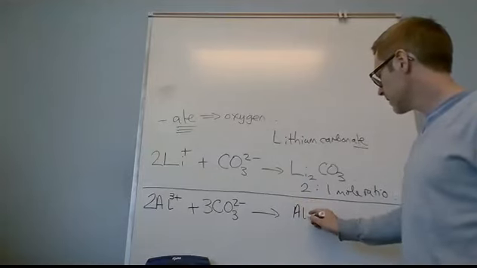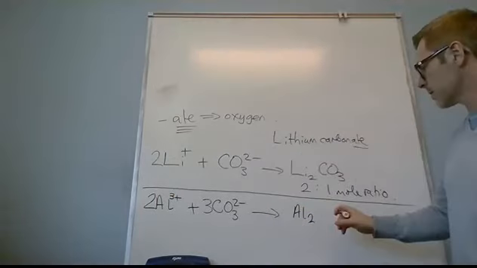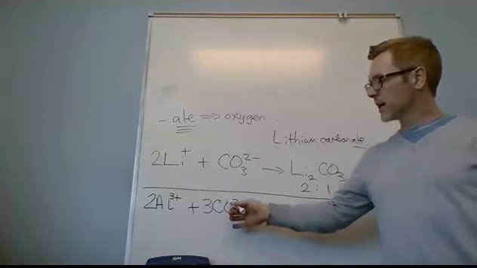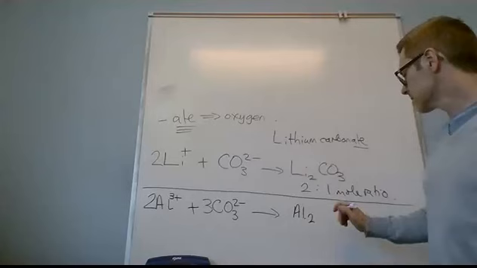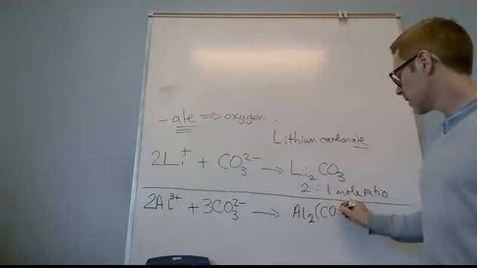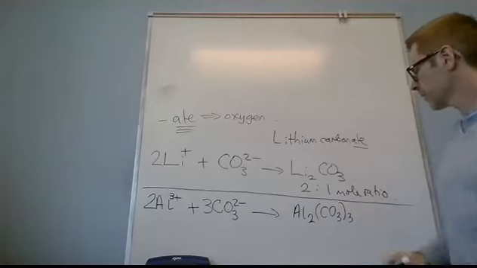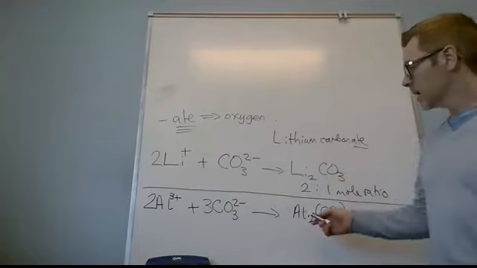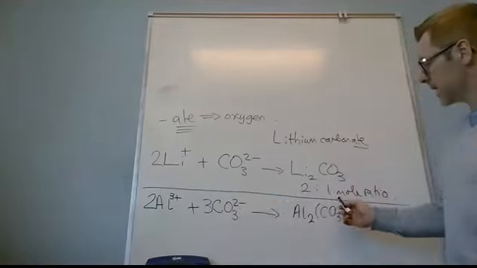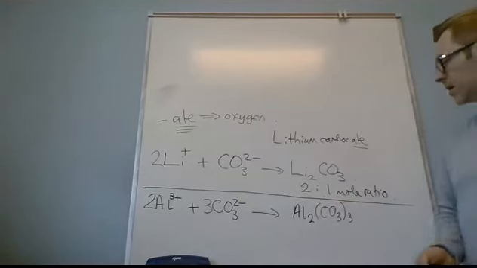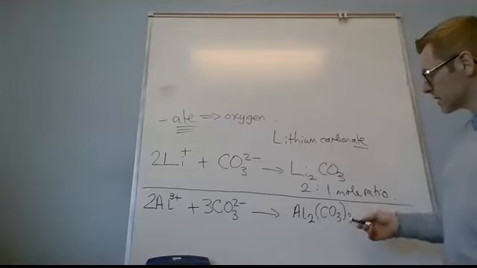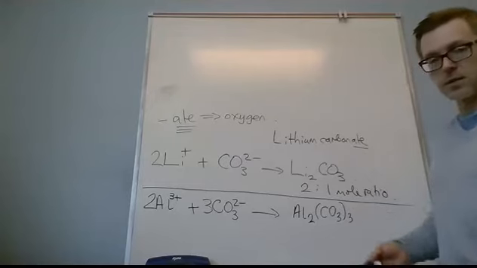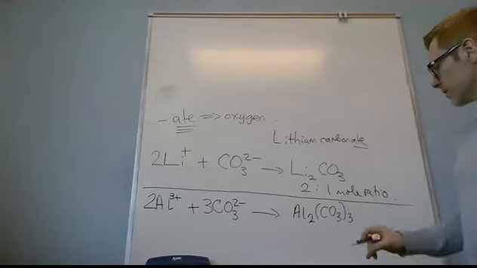So this would be Al2. The coefficient becomes a subscript now. Now I've multiplied my polyatomic ion. Whenever you multiply a polyatomic ion, you have to put the whole thing in parentheses. So again, if you just have 1 polyatomic ion, no parentheses. But if you have 2 or more polyatomic ions, you have to put the whole thing in parentheses. If I were to remove the parentheses, it would read 33 oxygens rather than 3 multiplied by 3 oxygens. Okay, so that's a crucial point.